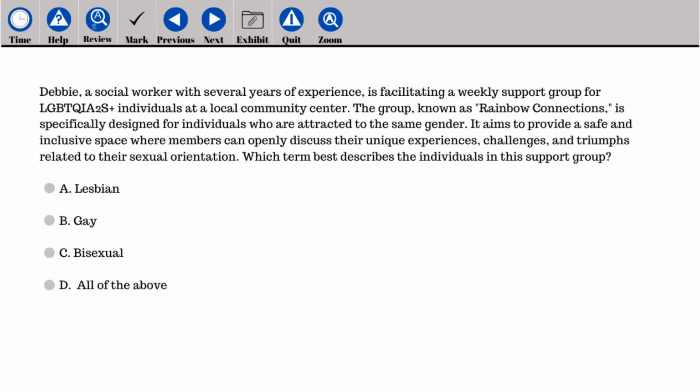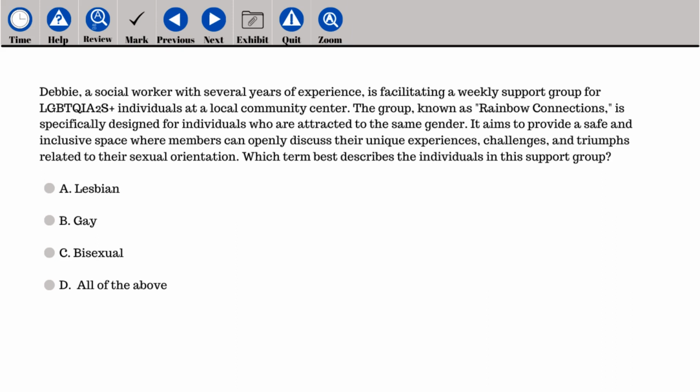Debbie, a social worker with several years of experience, is facilitating a weekly support group for LGBTQIA2S+ individuals at a local community center. The group, known as Rainbow Connections, is specifically designed for individuals who are attracted to the same gender. It aims to provide a safe and inclusive space where members can openly discuss their unique experiences, challenges, and triumphs related to their sexual orientation. Which term best describes the individuals in this support group?